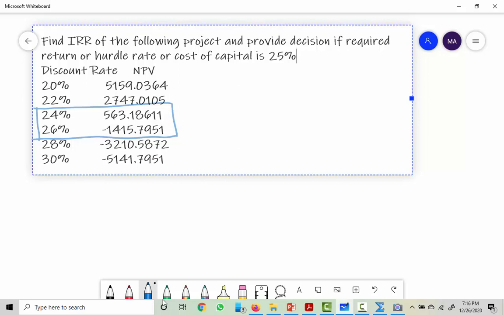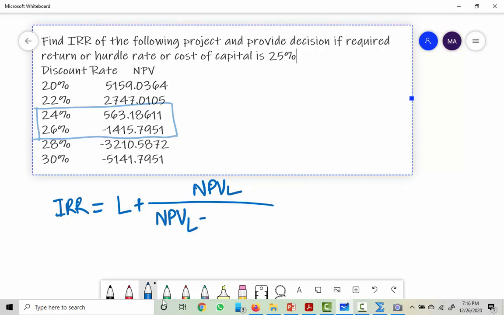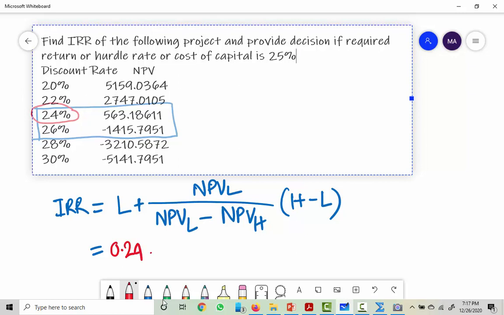And obviously we know the formula for IRR. The formula for IRR is L plus NPV L divided by NPV L minus NPV H, multiplied by H minus L, right? So here, among these two NPVs, this is the NPV we got at the lower discount rate. So 24% is the lower discount rate. So L means 0.24 in this case.